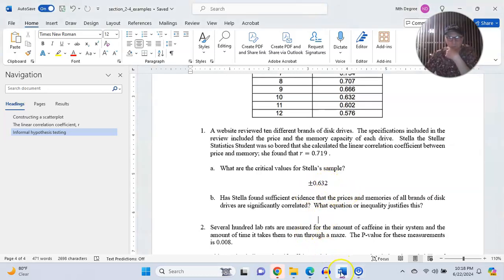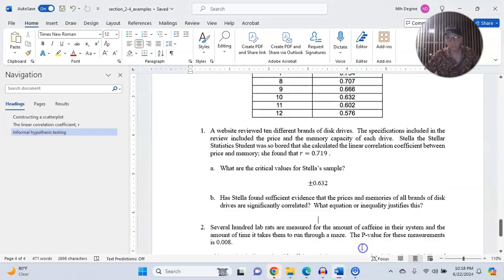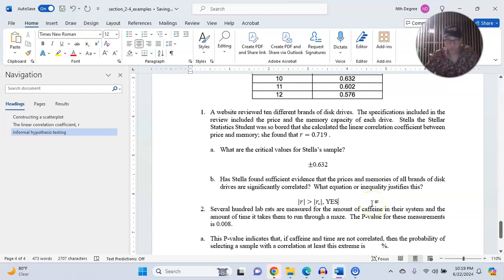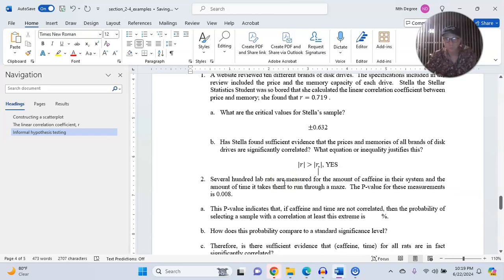Okay, so remember that the inequality that we're actually looking at here is the absolute value of the R we get from our sample has to exceed the critical value. And in this case, it does. And therefore, yes, we have sufficient evidence that prices and memories are correlated throughout the population of all disk drives. So that's a one-dimensional hypothesis test because R is just one number on a number line.